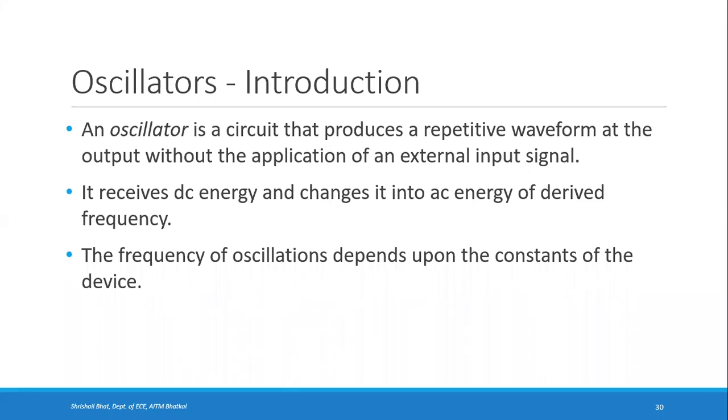Okay. So how does it get that energy to generate AC signals? It receives energy from the DC power supply and changes it into AC energy of derived frequency. So it actually converts some DC energy into AC energy. The frequency of oscillations depends upon the constants of the device.